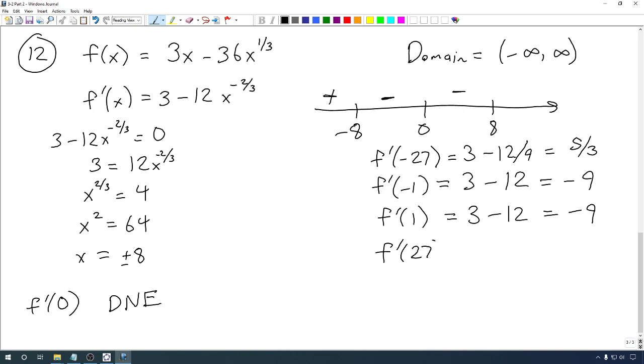Now we don't have to do too much work to look at the 8 to infinity. If we plug in 27 like we plugged in negative 27 here, well, the square here was already getting rid of any negatives that we had from our input. So we're actually going to get exactly the same 5/3 over here.